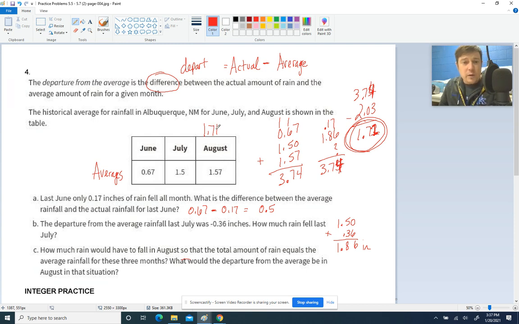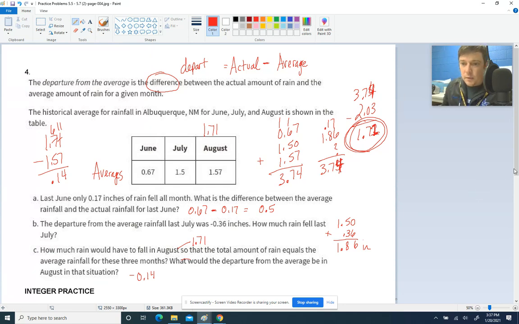Now, if it rains 1.71 inches in August, then that means that we went over what it was before. So we're going to have a negative difference between these two. And the negative difference would be whatever their separation is. So 1.71 minus 1.57. We got to borrow there. Make that an 11. 6 minus 5 is 1. So we would have negative 0.14 departure. So how much rain would have to fall in August? That would be 1.71. And that would put us 14 hundredths negative departure. So we're over that much in August.